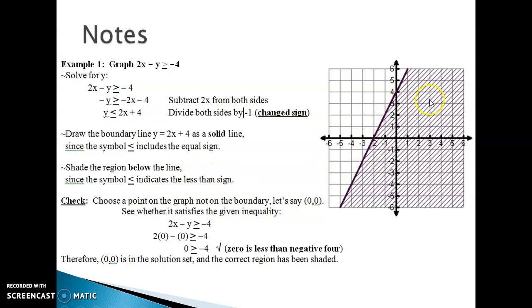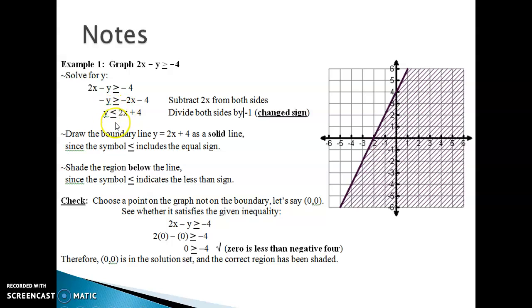Okay, so now, once I have my points plotted, again, we are going to do two changes. These are the two differences we learned last class. Decide whether it's a solid or a dashed line, and then decide whether to shade above or below. And again, both of those are going to come from my inequality symbol.